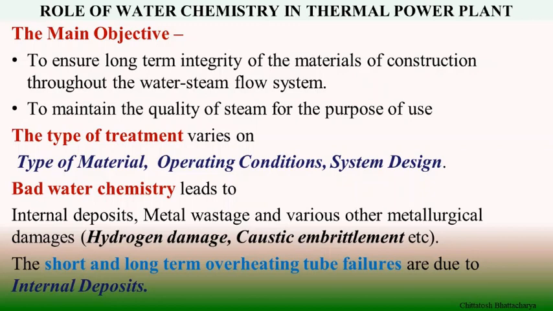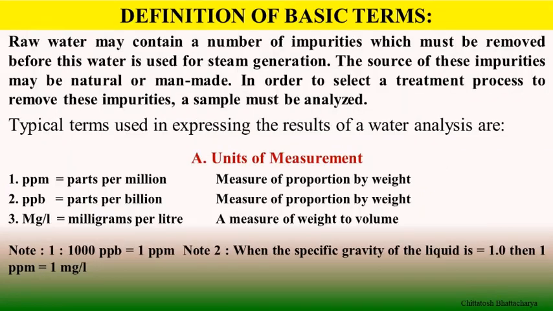The type of treatment varies on type of material, operating conditions, and system design, and definitely bad water chemistry leads to internal deposits or metal wastage and various other metallurgical damage, like tube failure due to hydrogen damage or caustic embrittlement or stress corrosion cracking, short term and long term overheating of tubes, and that is caused by internal deposits. So all these failures may be observed. Raw water contains impurities which must be removed for quality steam generation.